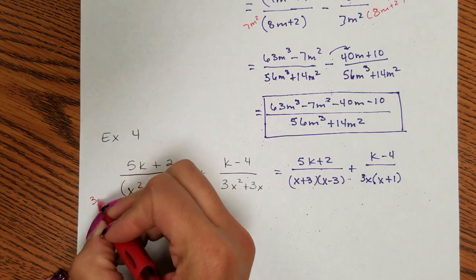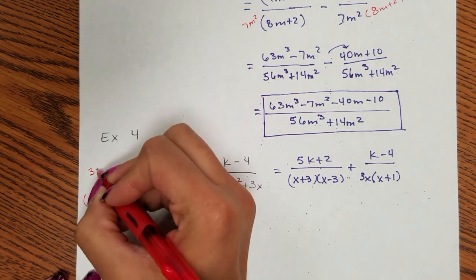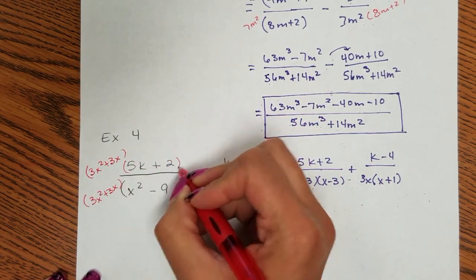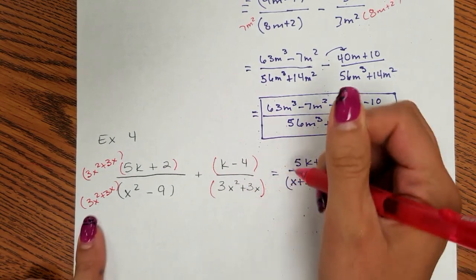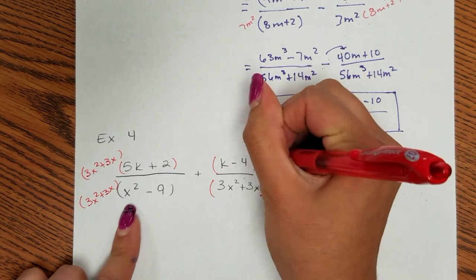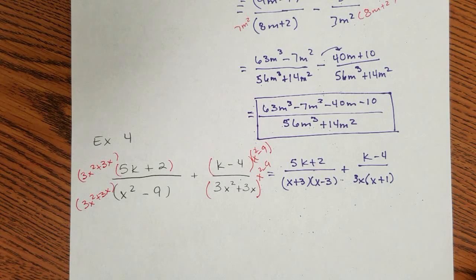So I have times 3x squared plus 3x in the numerator and the denominator. Make sure that you keep this here in parentheses. And here I'm going to multiply by the x squared minus 9, x squared minus 9. Okay, so in this example, you guys are actually going to have to FOIL, and it's going to be a lot of math. Let me get another paper.